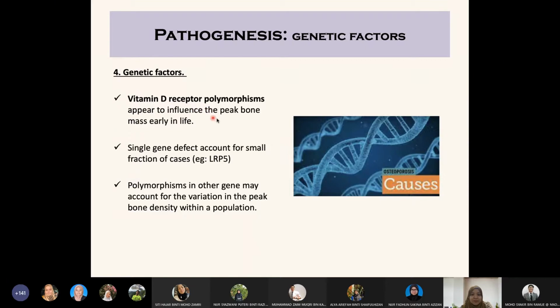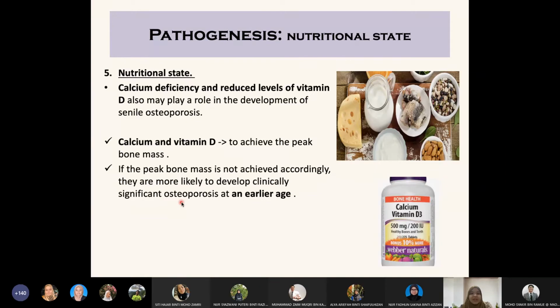will actually influence the peak bone mass in early life, and some single gene defects and other polymorphisms will also determine the peak bone mass in certain populations. Okay, and last, nutrition: your calcium and vitamin D are very crucial in determining the peak bone mass. So at this age, please make sure that your calcium is sufficient and you have good sun exposure, to achieve the peak bone mass.